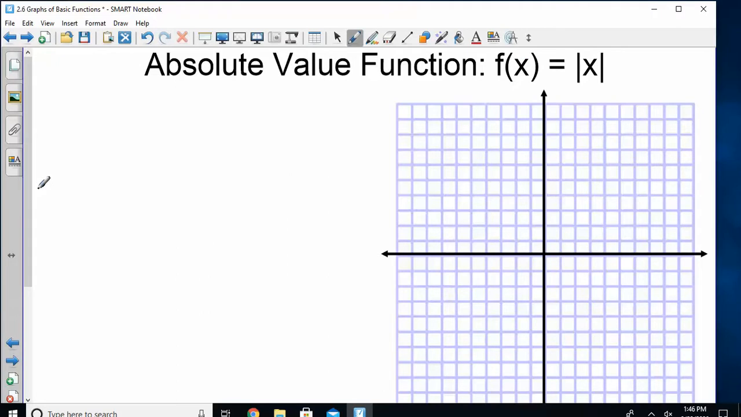Absolute value. What's that look like? A V. Good. Absolute value of 0, 1, 2, negative 1, negative 2. Yep. It just takes whatever you put in and makes it positive.